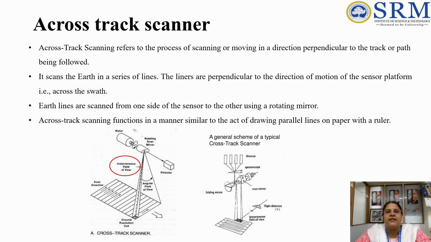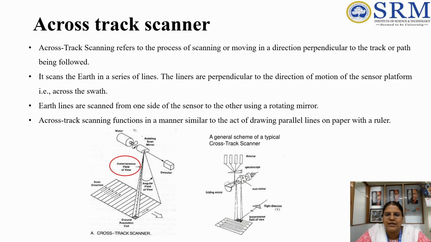So across-track scanner refers to the process of scanning or moving in a direction perpendicular to the track of the path being followed. So the Earth is scanned in a series of lines, and these lines are perpendicular to the direction of the sensor motion, that is across the span. These lines are scanned from one side of the scanner to the other side using a rotating mirror. So this will be functioning like how we are drawing parallel lines on paper with a mirror.